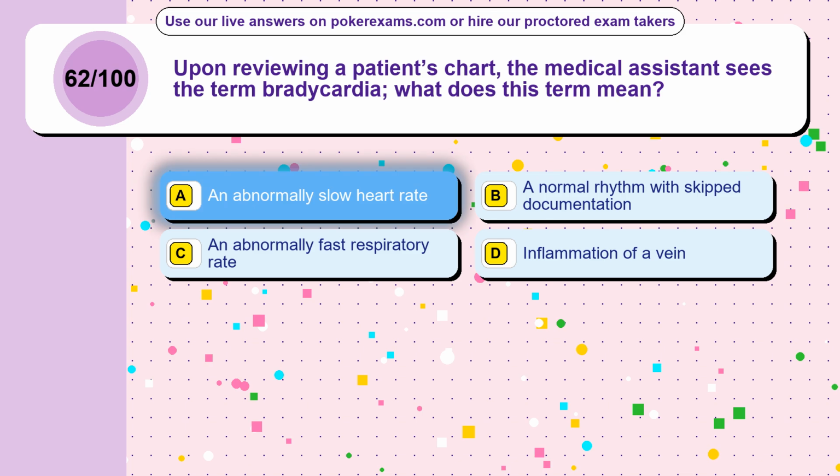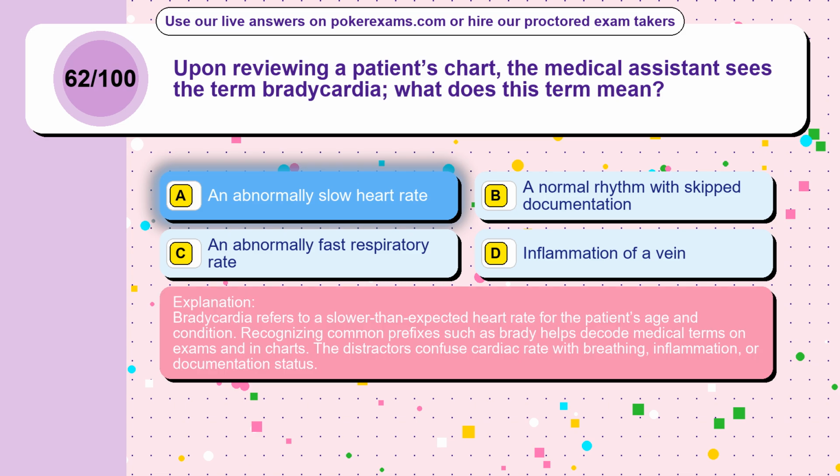The correct answer is option A. An abnormally slow heart rate. Bradycardia refers to a slower than expected heart rate for the patient's age and condition. Recognizing common prefixes such as brady helps decode medical terms on exams and in charts. The distractors confuse cardiac rate with breathing, inflammation, or documentation status.